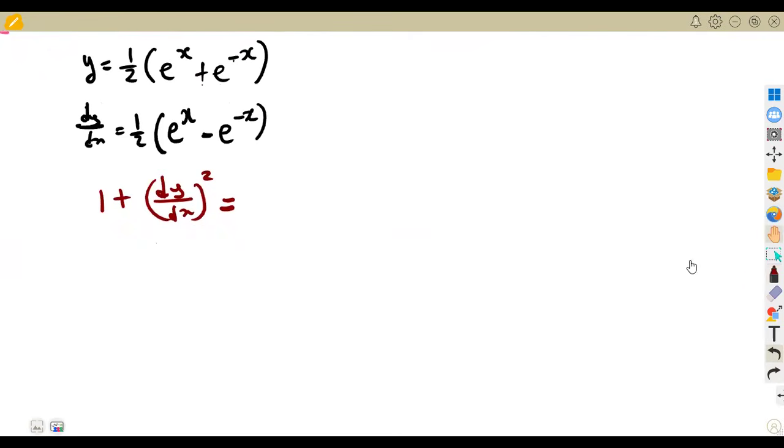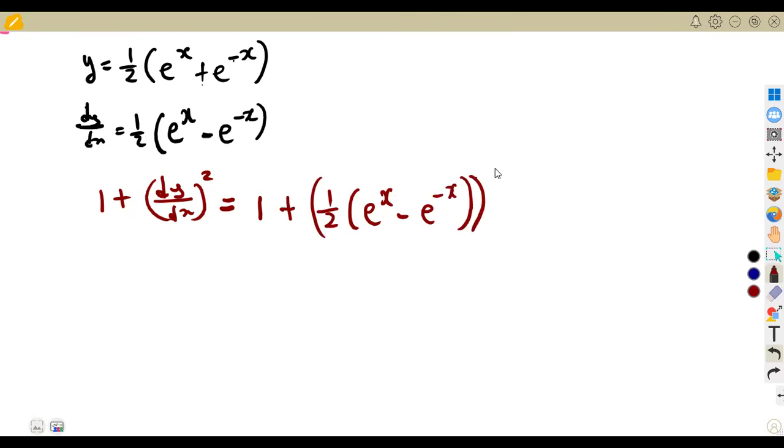Okay, so this one is part of the formula, so you just have to write as it is, 1 plus dy dx squared. We are going to square this, so this is a half into e to the exponent of x minus e to the exponent of minus x, like this squared. So we're supposed to square that part. All right, so let us square and see. So this is going to give us 1 plus, if we square 1 over 2 squared, that is going to be 1 over 4.